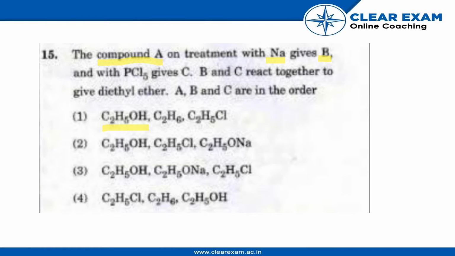So the compound A, C2H5OH, on treatment with Na, as it is written, gives B. So B can be the sodium ethoxide. Let me write it: C2H5OH reacts with Na, gives C2H5ONa.